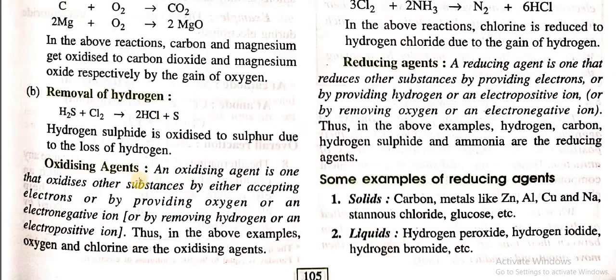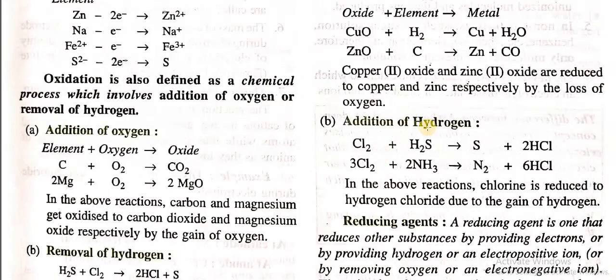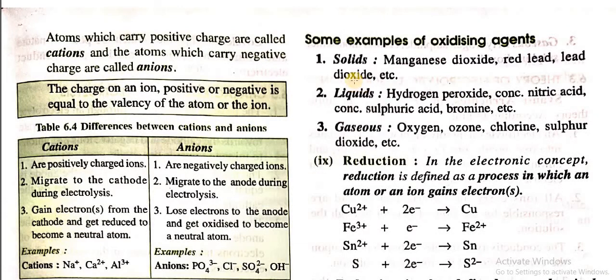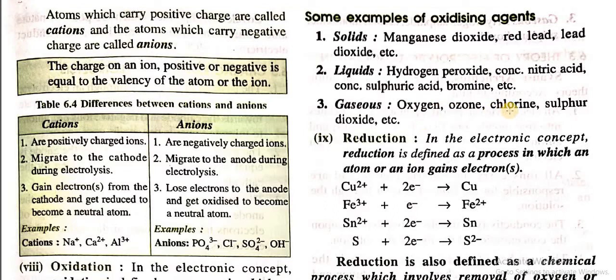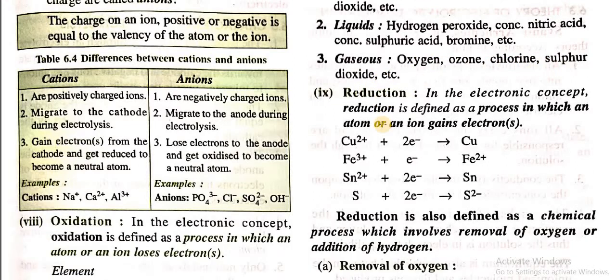Similarly, we have got the definition of oxidizing agent. An oxidizing agent is one that oxidizes other substances by either accepting electrons or by providing oxygen or an electronegative ion. So the examples of oxidizing agents, in solids we can have manganese dioxide, lead dioxide. Similarly, in liquids we can have hydrogen peroxide, nitric acid, sulfuric acid. All these are oxidizing agents. In gases we can have oxygen, chlorine, sulfur dioxide.